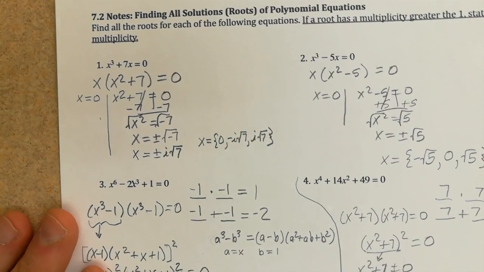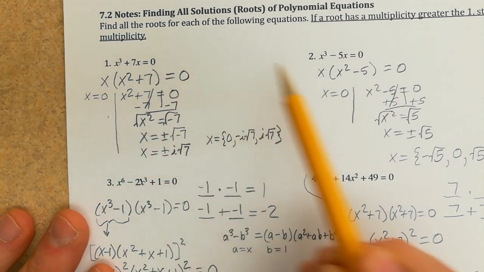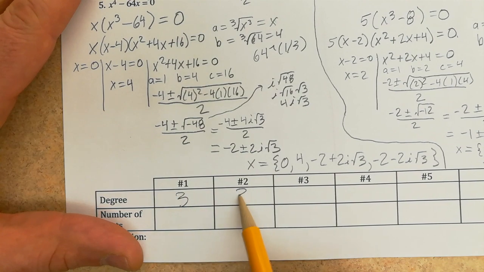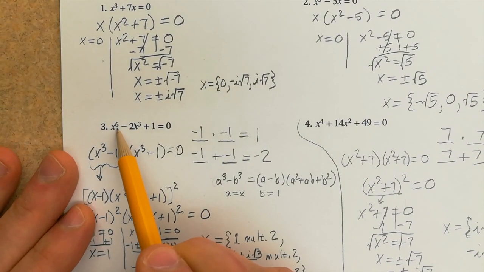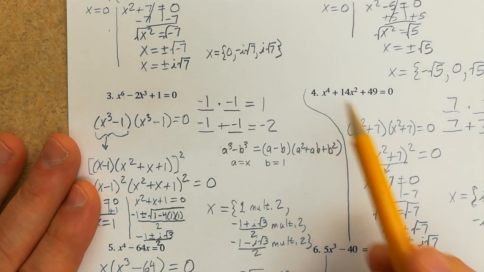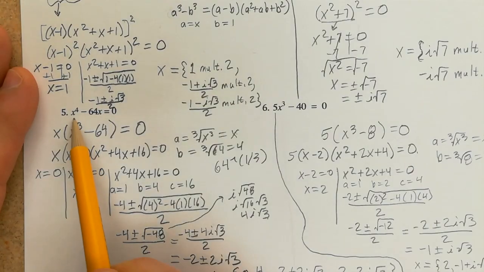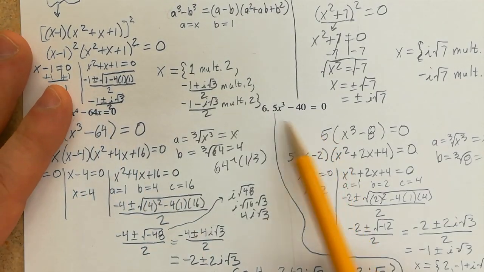So number 1, let's fill out the degrees first. We had a degree of 3 in number 1, a degree of 3 in number 2. Let's write that down. In number 3, we had a degree of 6. In number 4, we had a degree of 4. And then in number 5, degree of 4. Number 6, degree of 3.